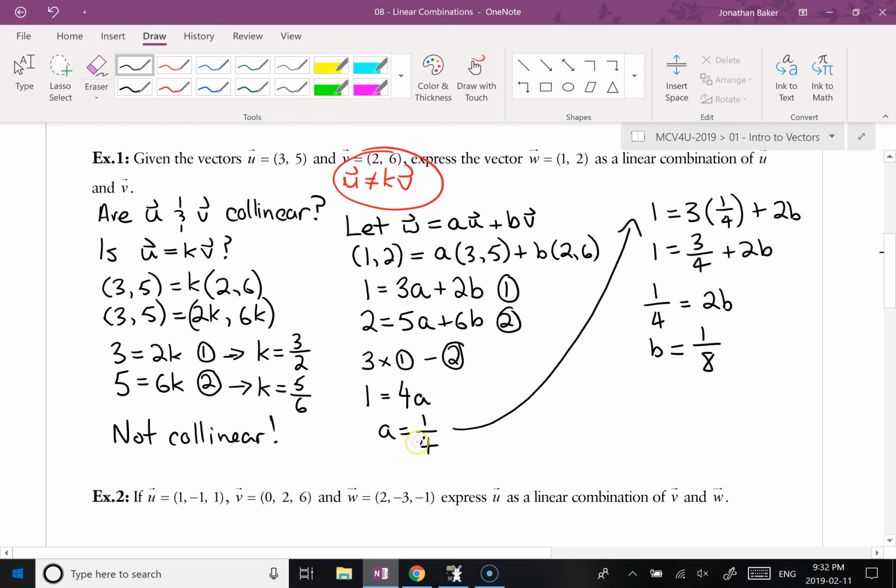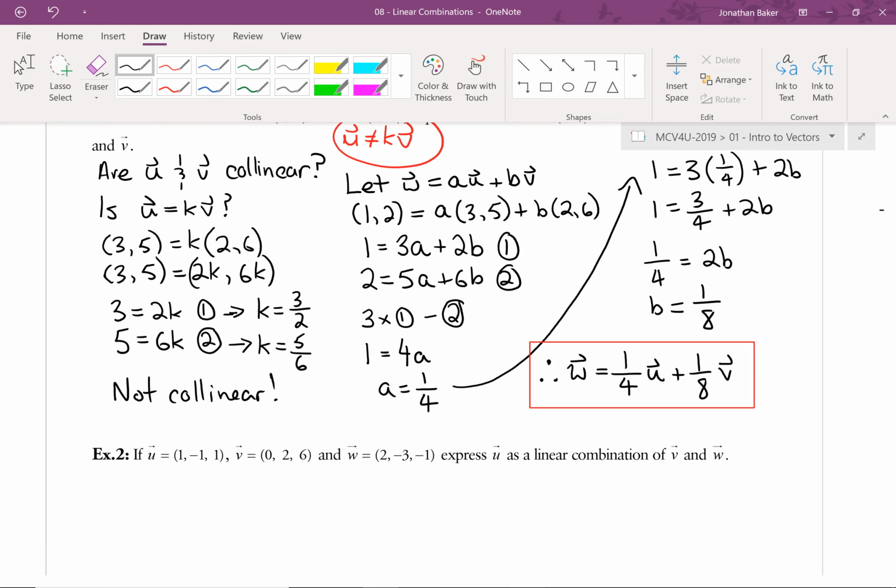Okay, and so what we've actually done here is come up with 2 coefficients. In other words, we need 1/4 of u, and we're going to add that to 1/8 of v, and that's what would give us vector w. So let's state this. Therefore, vector w is equal to 1/4 times vector u. Oops, not vector a. Vector u plus 1/8 vector v. And we'll draw a box on that to make it look nice and pretty.